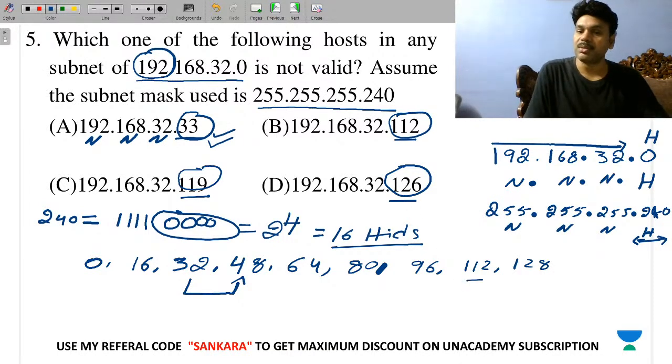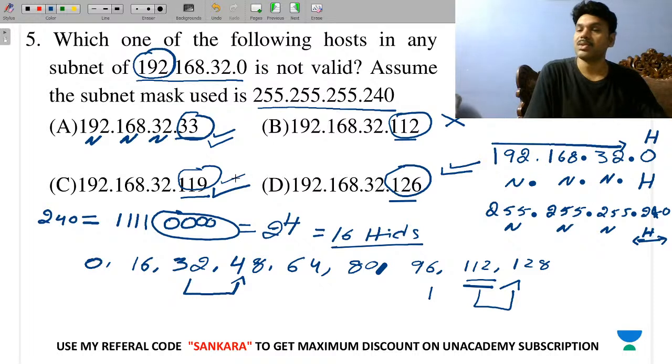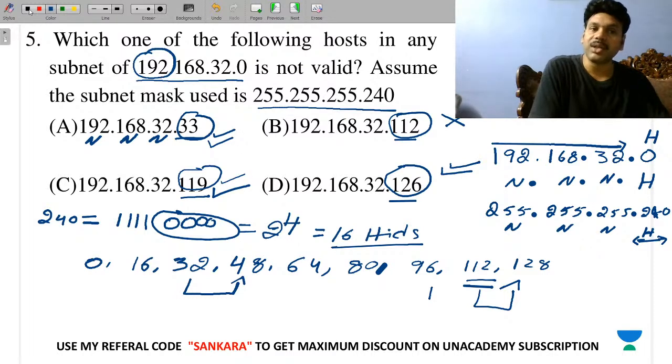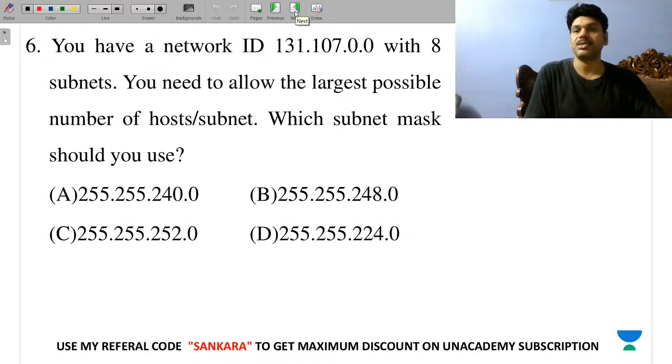112, if you observe, it is a subnet ID. It is not valid. 126 is not a subnet ID and it is not a broadcast address. Therefore, it is valid. 119 is in between this. Therefore, it is not a subnet ID and it is not your subnet broadcast. Hence, this is also eligible. So the correct answer is only B. Clear, my dear friends? Now, let us go to the next question.